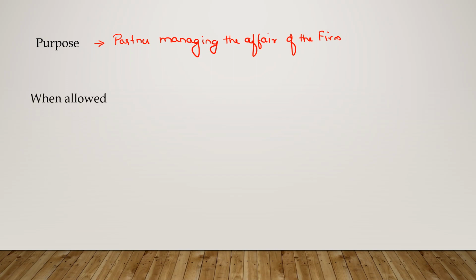Now, having understood that, let us understand when remuneration to a partner is allowed. Remuneration to a partner is allowed when it is provided in the partnership deed. So what is required is that you refer to the partnership deed and see whether there is a clause allowing remuneration, whether in the form of salary or commission or whatever form, whether that provision is there in the deed. So when there is a provision in the deed that this particular partner has to get remuneration, then that would be the remuneration given to the partner.